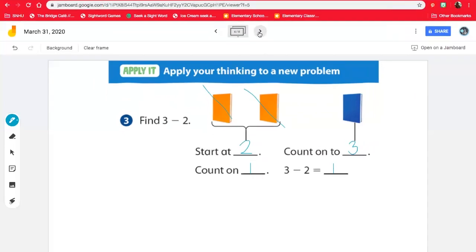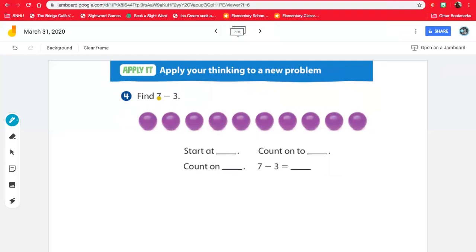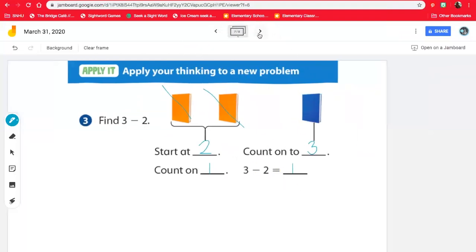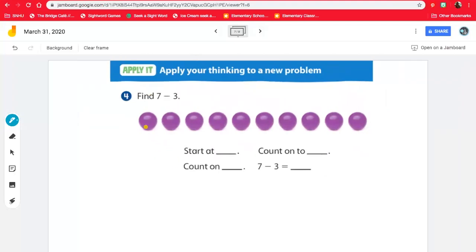Let's move on. Find 7, take away 3. Oh man, this is a lot more than 3 take away 2, like we did here. I bet we can do it though. So what we're going to do is we start at the lower number, which is 3. So we start at 3. We want to count on to 7 because that's how many we have in all. Let's see how many we count on by.